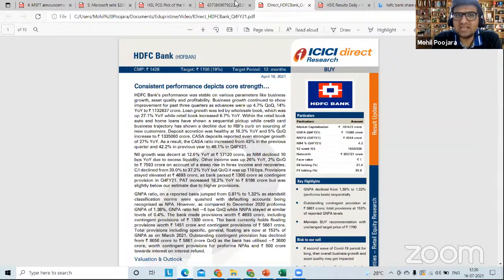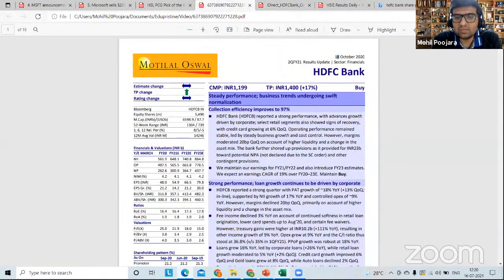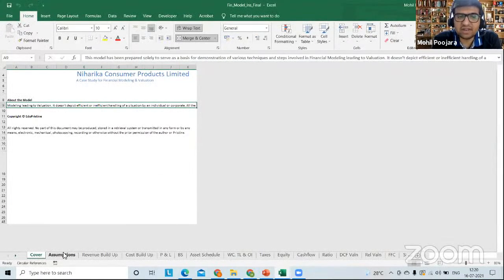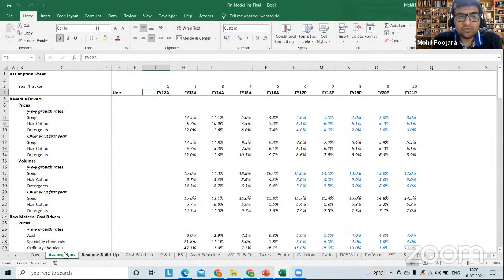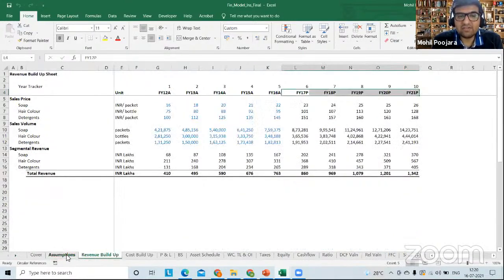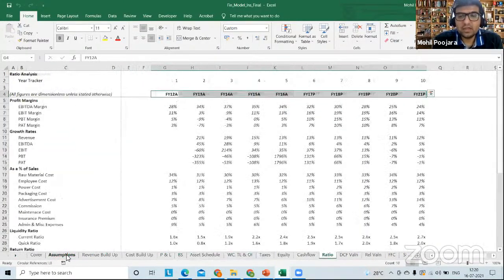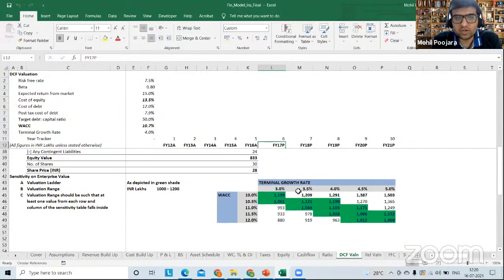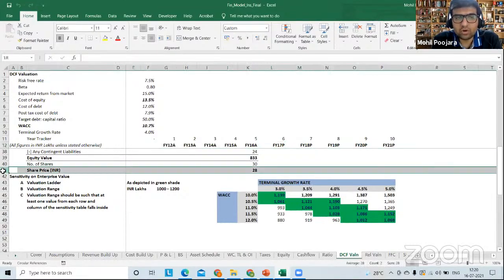Because both ICICI Direct and Motilal Oswal, companies like them, have a model like this which they have running in the background, where the model predicts through a technique called discounted cash flow, and they also do relative valuations. There are different valuation techniques. The intent of the session is not to get into all of that, but just to show you what kind of models run in the back end, which help us derive a share price, which we can then eventually recommend.